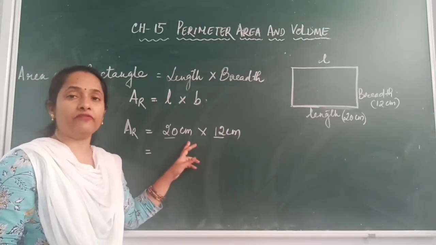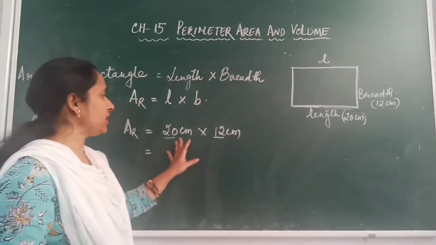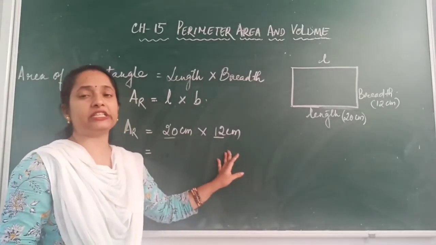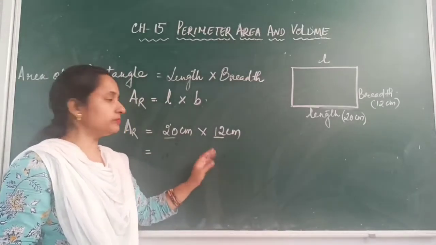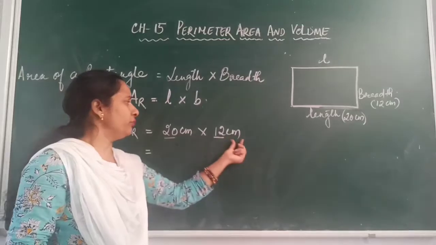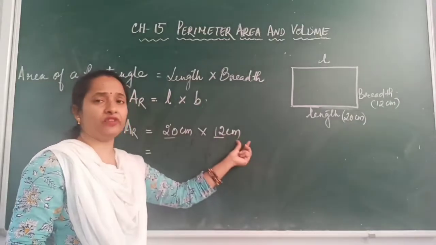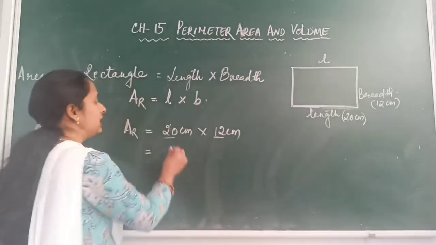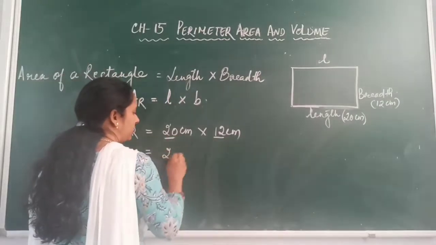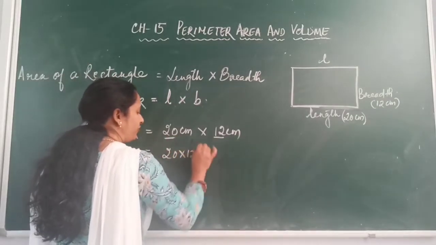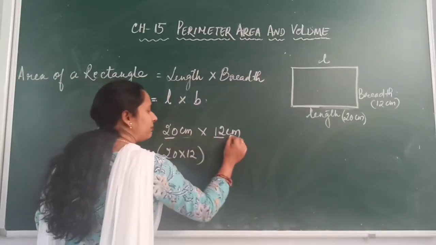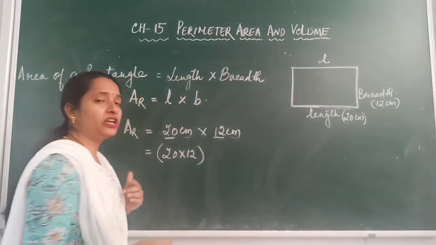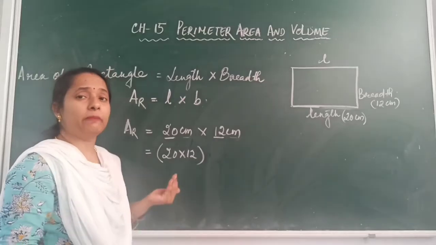And whenever you are doing multiplication of measurement units, remember, if in both places you have units, then we have to multiply the units also. Like 20 multiplied by 12 you have to do first, and centimeter multiplied by centimeter.